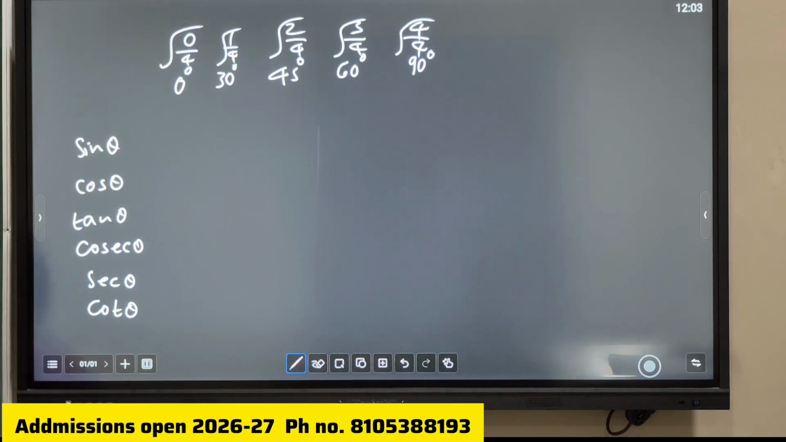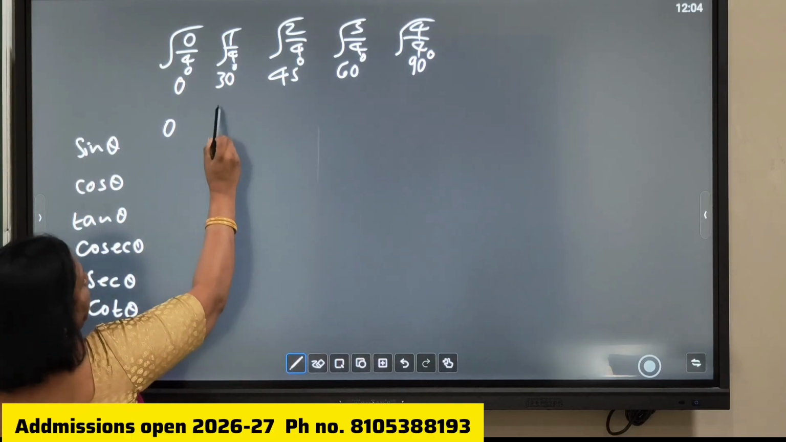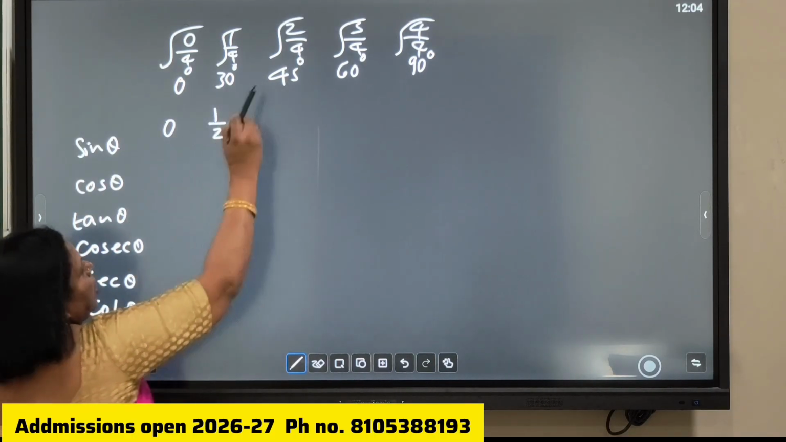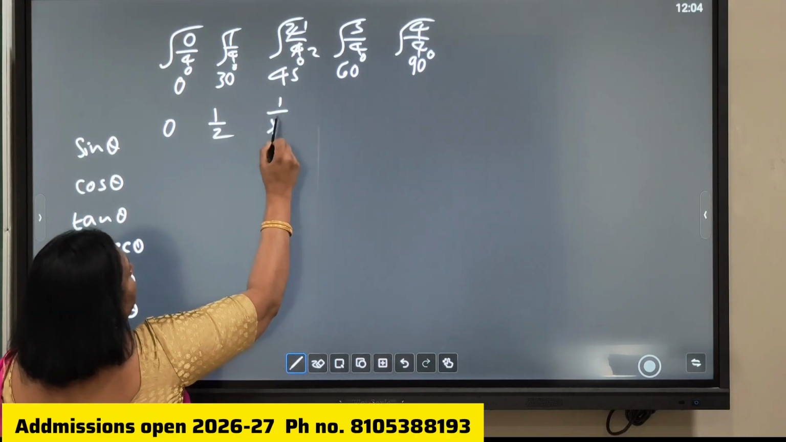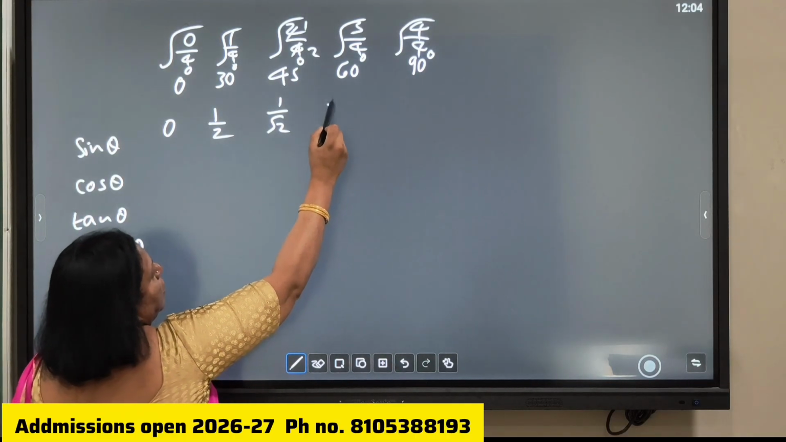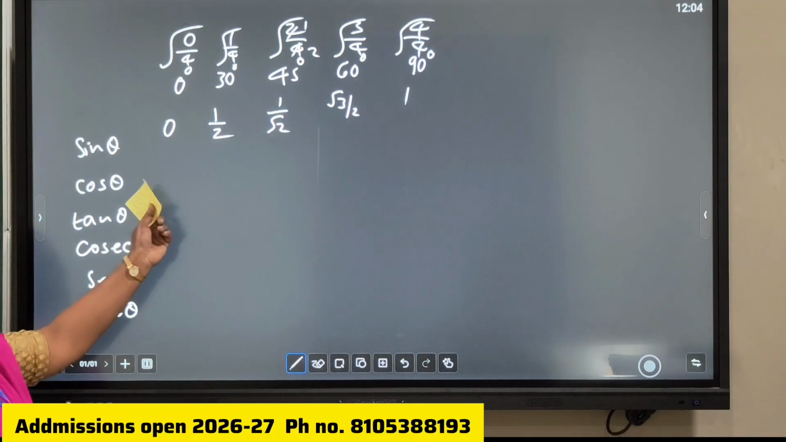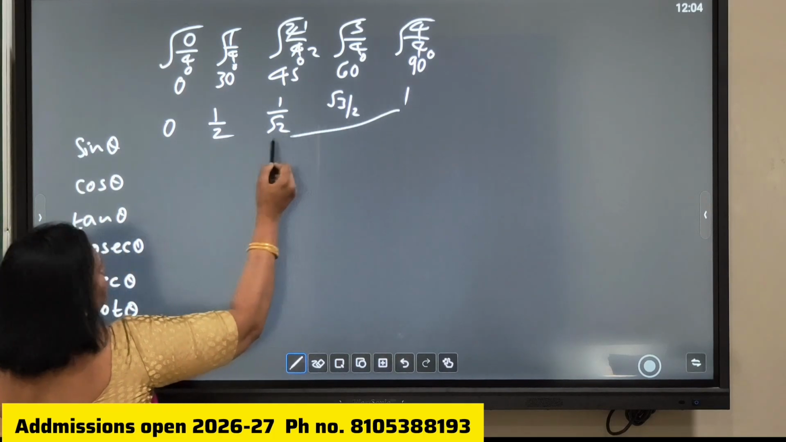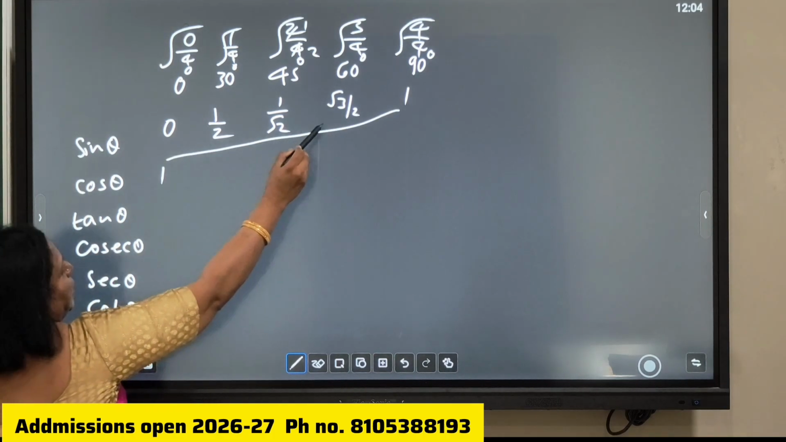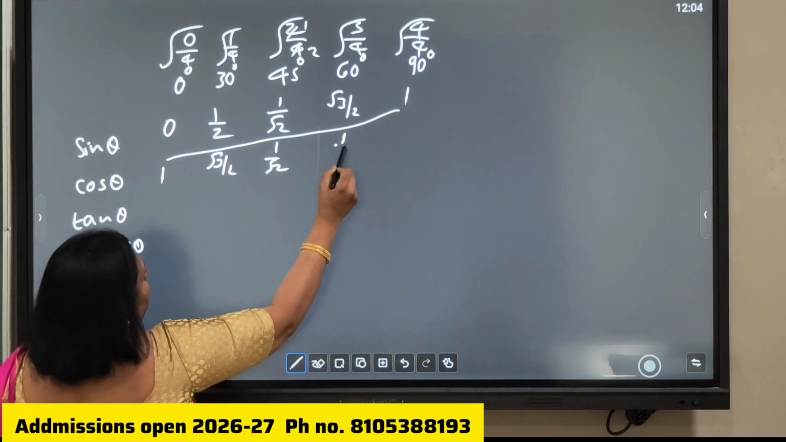Now for sin theta at 0 degree, 0 by 4 is 0, and root of 1 by 4 is 1 by 2. Root of 2 by 4, root of 1 by 2, is 1 by root 2, and root 3 by 4 is root 3 by 2, and 4 by 4 is 1. And now we know the sin theta values. Now when you reciprocate and write, over here we write 1, then root 3 by 2, then 1 by root 2, 1 by 2 and 0.